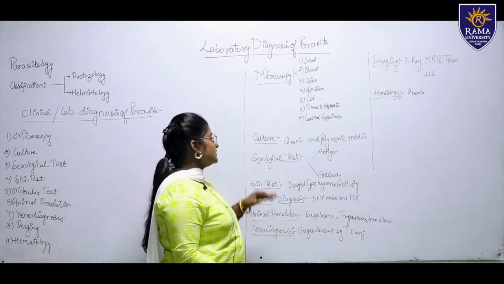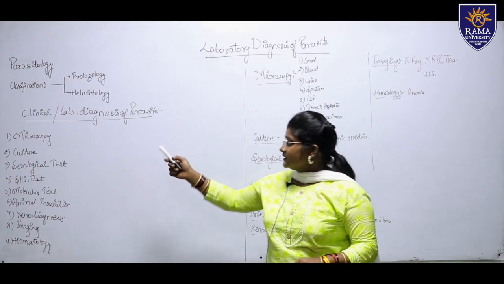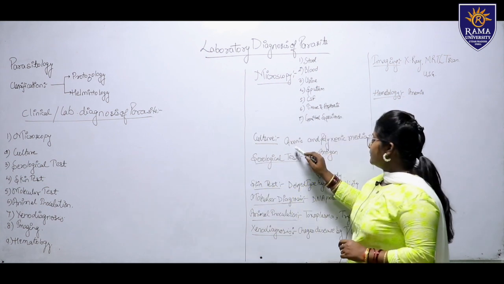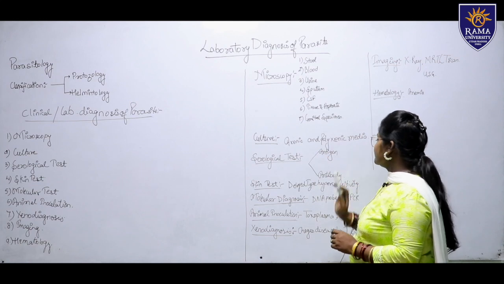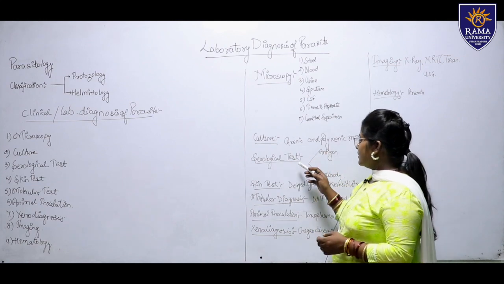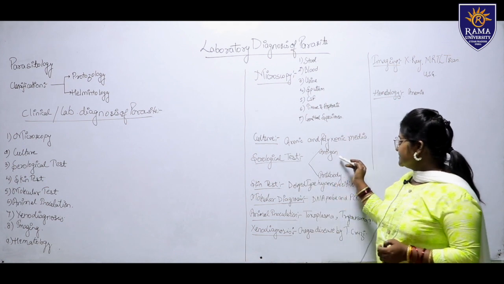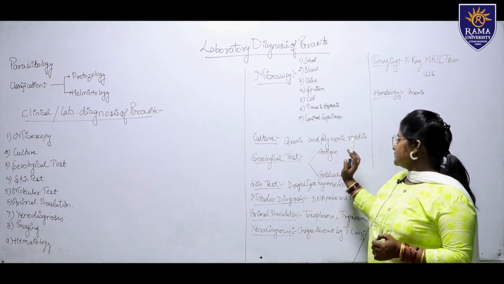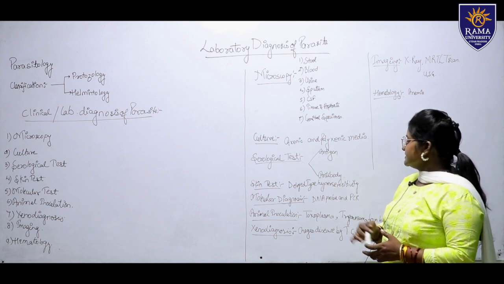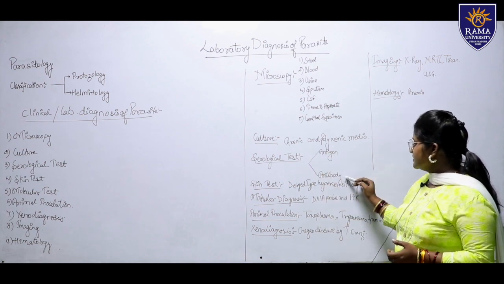Now let's talk about culture. Our second point is culture. In culture we usually use polyxenic and xenic media. It is done for many of the parasites. For serological test we usually do antigen and antibody reactions. So two types of tests are done for serological testing. Number one is antigen and number two is antibody.